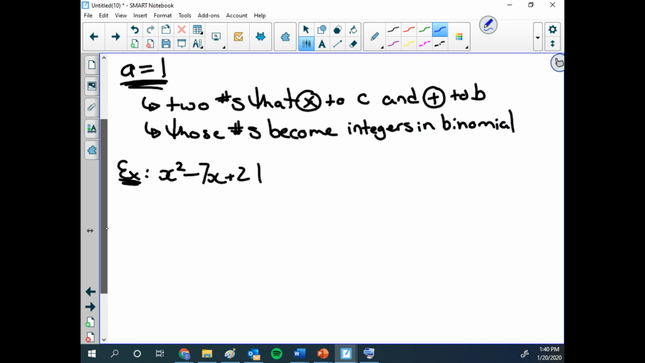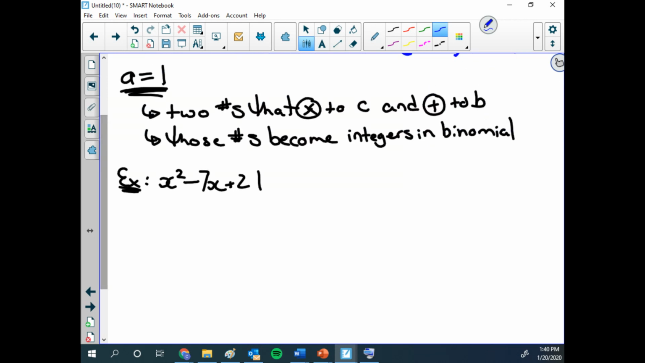So let's use that strategy to help us factor x squared minus 7x minus 21. So here's a, here's b, and here's c. So in this question, I'm looking for two numbers that multiply to 21 and add to what? -7. Make sure, regardless if it's a or b or c, that you bring your sign with it. Is it positive? Is it negative? So I'm looking for two numbers that multiply to -21 and add to -7.